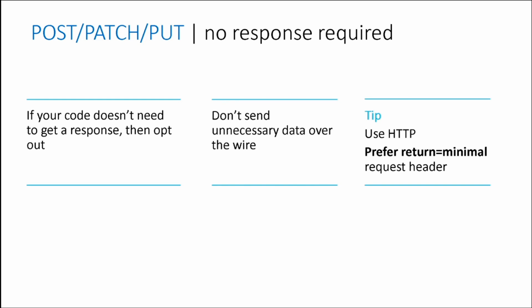In those cases, if you add Prefer: return=minimal in the HTTP headers, you would basically just get a no content response back from Microsoft Graph. Or if there is an error, it will give you a proper error.